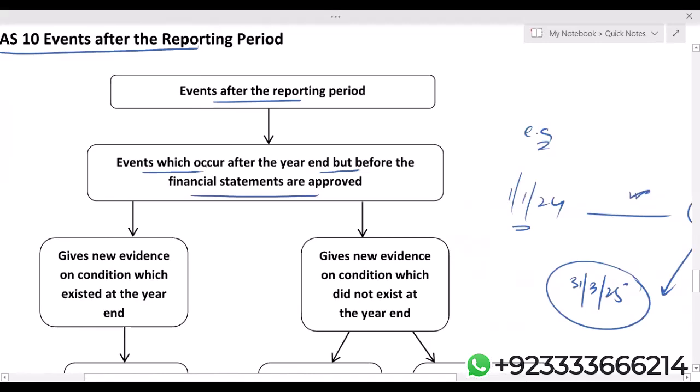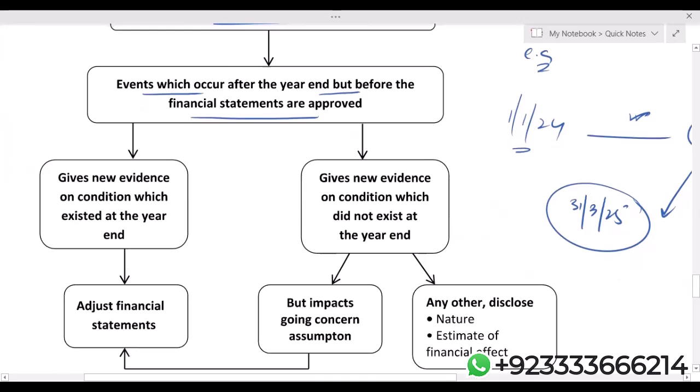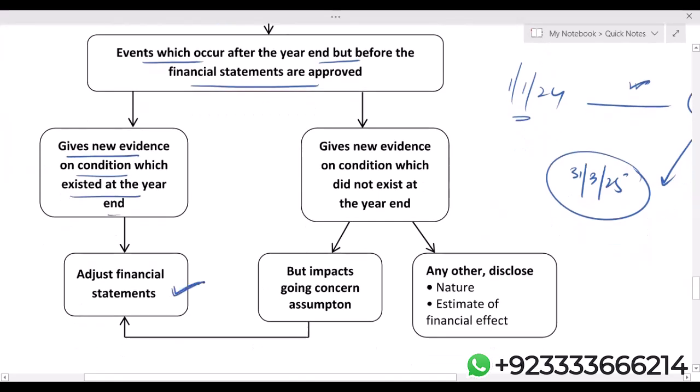So events after the reporting period, events which occur after the year end but before the financial statements are approved, give new evidence on condition which existed at the year end. Then it's an adjusting financial statement. Like I have given you the example that one of my customers is going to be bankrupt on SOFP date. We had this information, but the confirmation comes after the year end, but before the authorization of financial statement. So this is an adjusting event.